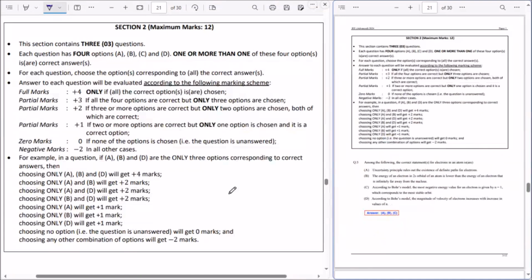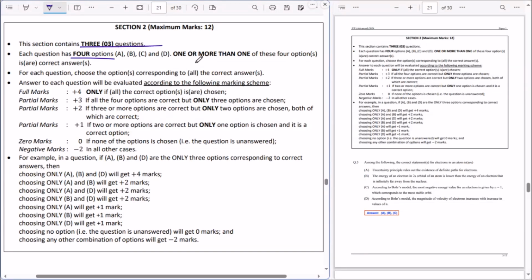Next, this section you will have maximum of 12 marks, and this section contains 3 questions and each question has 4 options A, B, C and D. One or more than one of these 4 options are going to be correct. For each question, choose the correct options corresponding to all the correct answers.